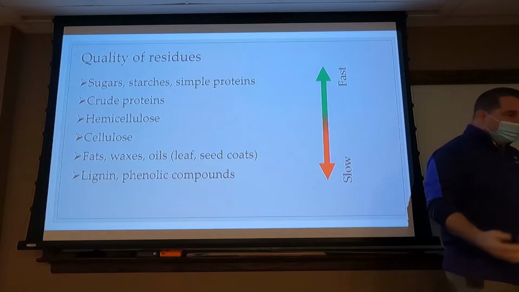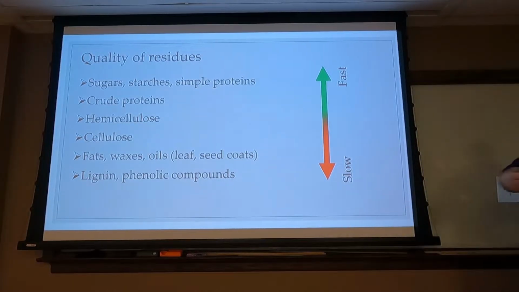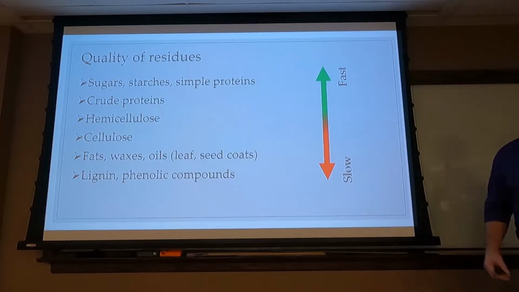Makes sense, right? So knowing what you have out there, if you have a high lignin content like a tree, it's going to take a while for that to decompose, right? The carbon to nitrogen ratio is going to be like 600 or 700 to 1, maybe even more. So it's going to take a long time for those structures to break down.